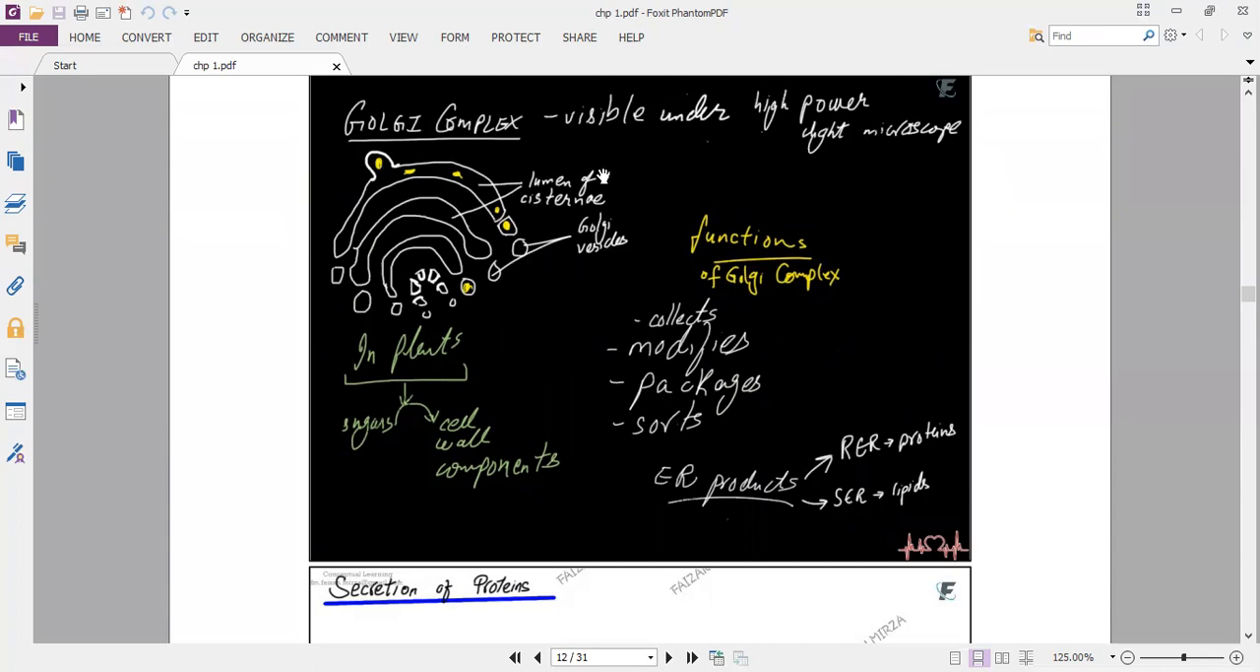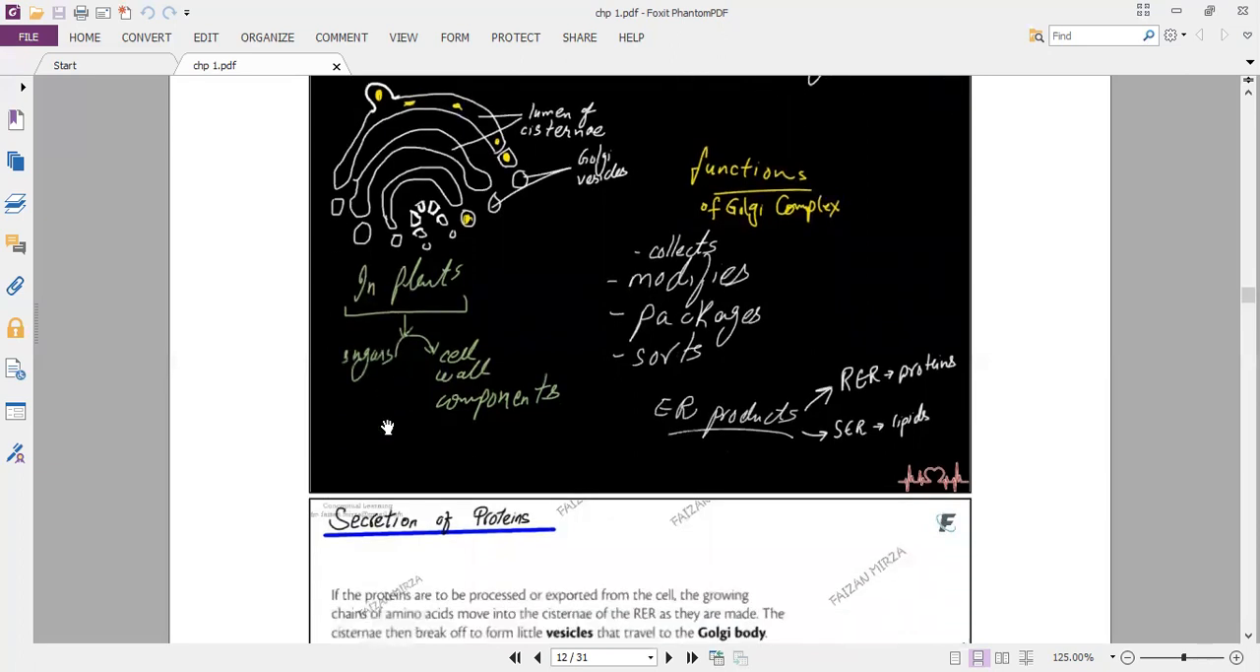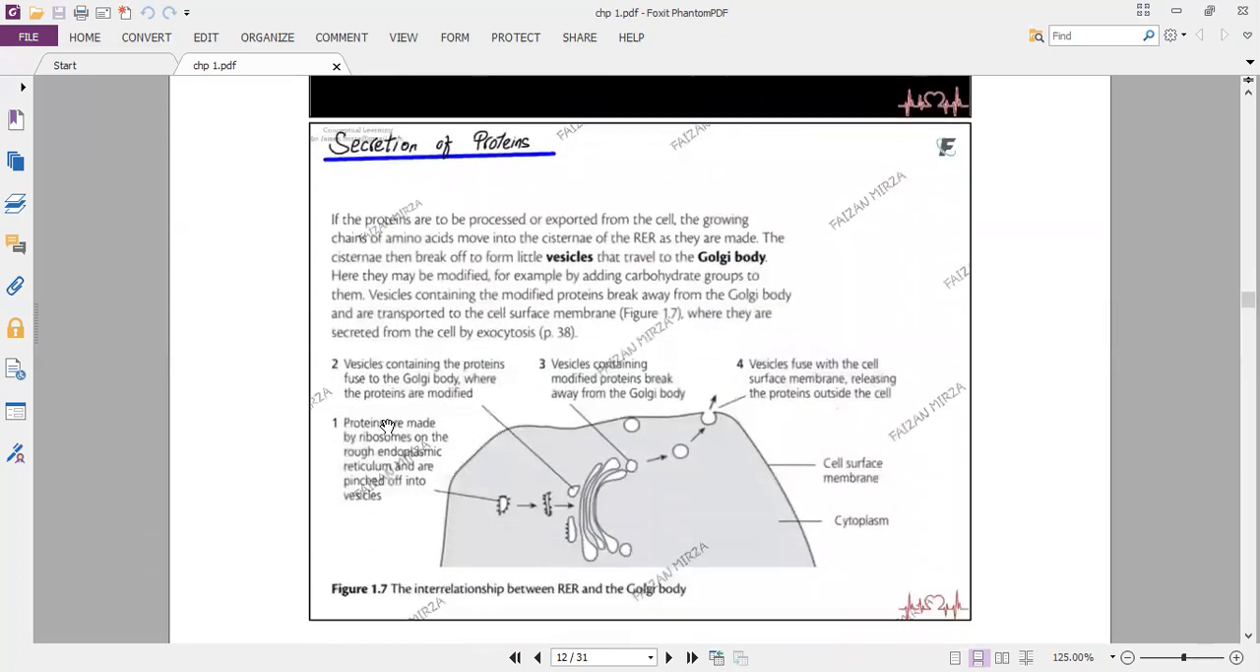Golgi complex can be visible under light microscope, but very high power only. ER products you can recall: rough ER and smooth ER. Rough ER synthesizes proteins, and smooth ER synthesizes lipids, or the enzymes that carry out detoxification. In plants, the additional function of Golgi is to synthesize sugars that can be converted to cell wall components.